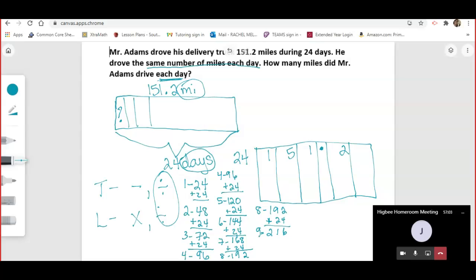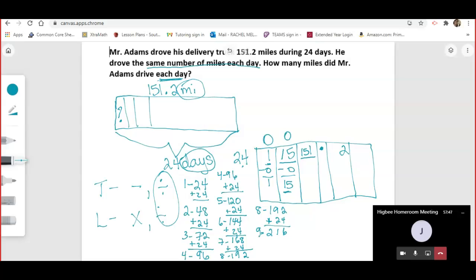So if I only have one, but I need to make a group of 24, do I have enough? No. So then I have one left over, and I'm going to carry that to my next group. Now I have 15, but again, I need to make a group of 24. Do I have enough? No. We still do the same thing. I know it feels weird, but now I'm going to take the 15 and put that here. So now I'm dealing with 151.